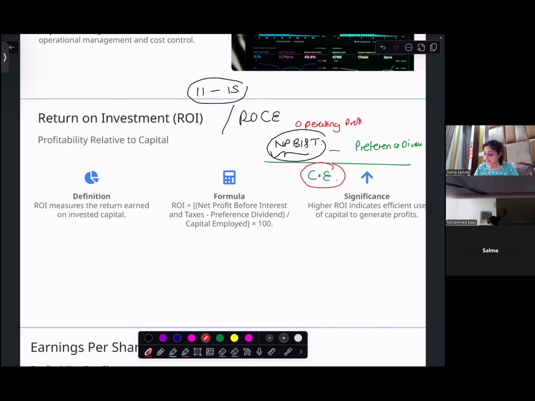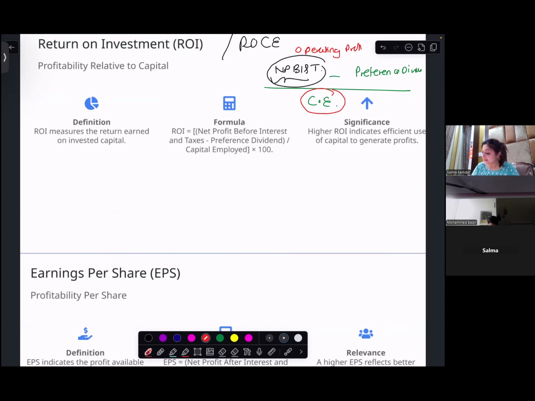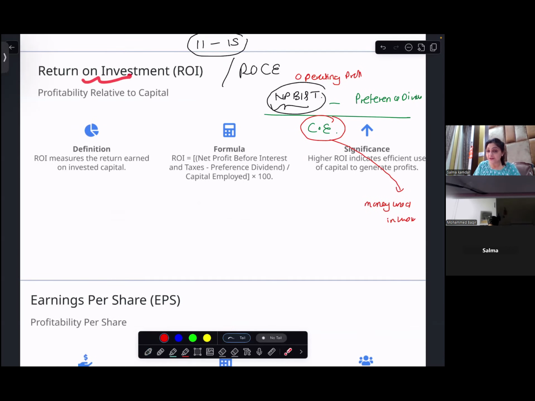Capital employed is the money that you use in the business. So when I'm talking about return on your investment, how much operating profit you are getting: net profit before interest and tax, and you will also minus your preference dividend.